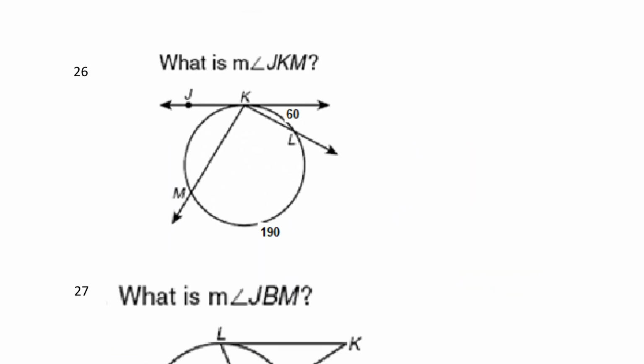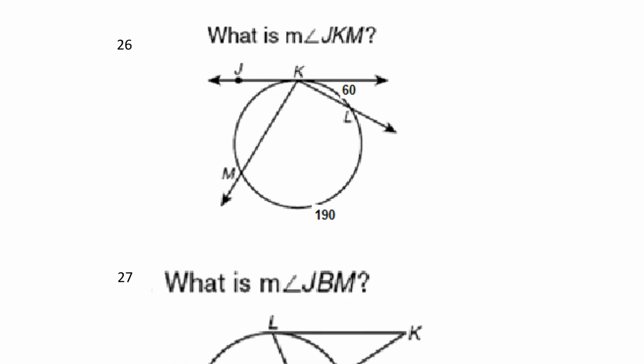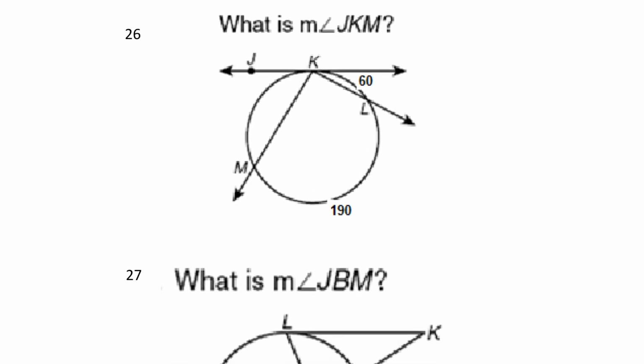Okay. Yeah, we're going to do 26 quick. So this one says, what's the measurement of angle JKM? So this is what I'm looking for. All right, so this 60, I assume, is talking about this arc. It's got to be. So that's 60.